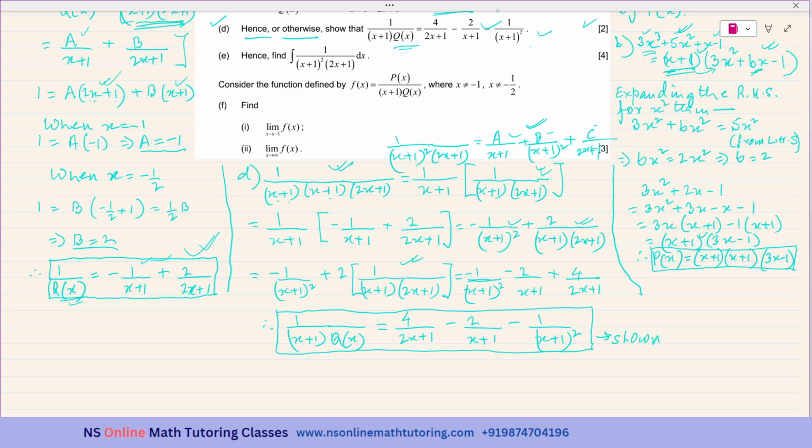Okay, now hence, this is just hence and it has to be hence. We have to integrate this. So this is nothing but 1 over x plus 1 times q of x, which is this one. You have to realize this, that it is nothing but 1 over x plus 1 times q of x. Okay, so it is subpart E.